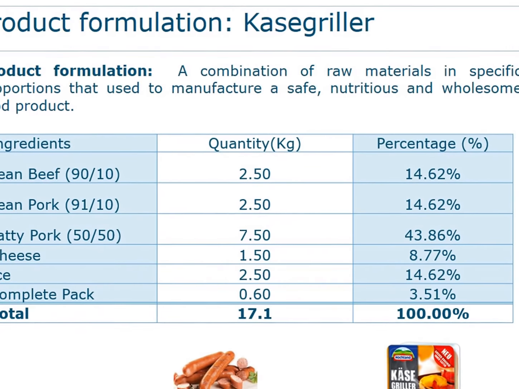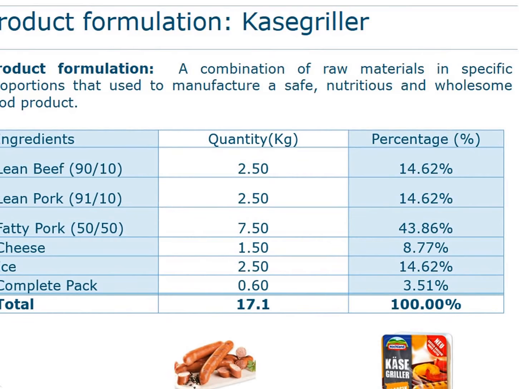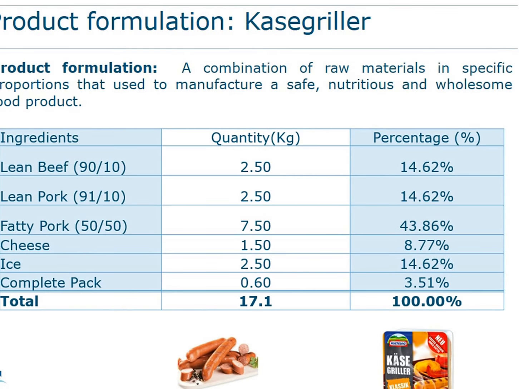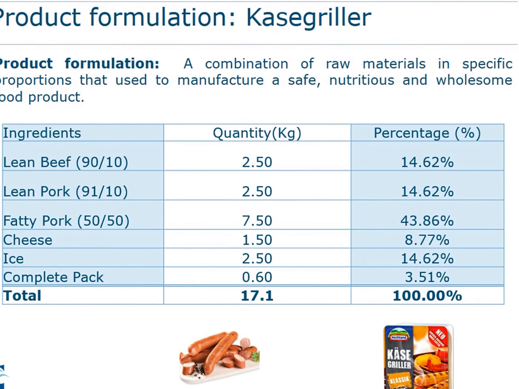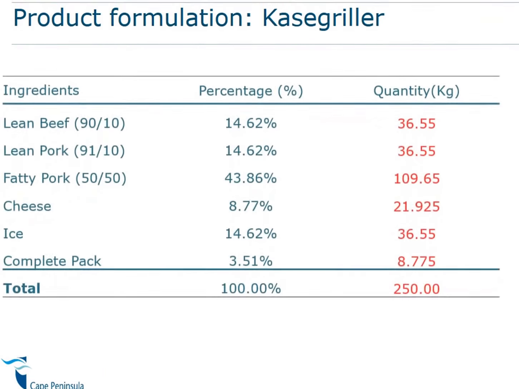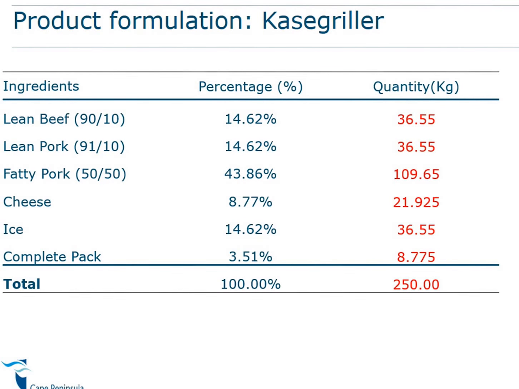Please note that in this previous example, the batch size was 17.1. If we want to upscale that 17.1 to 250, the quantities here will change. However, the percentage remains the same. So if you look here, the percentage remains the same, the quantity has changed.